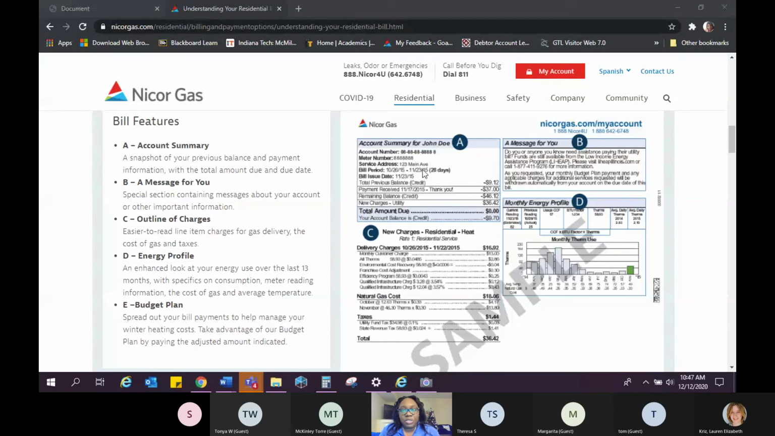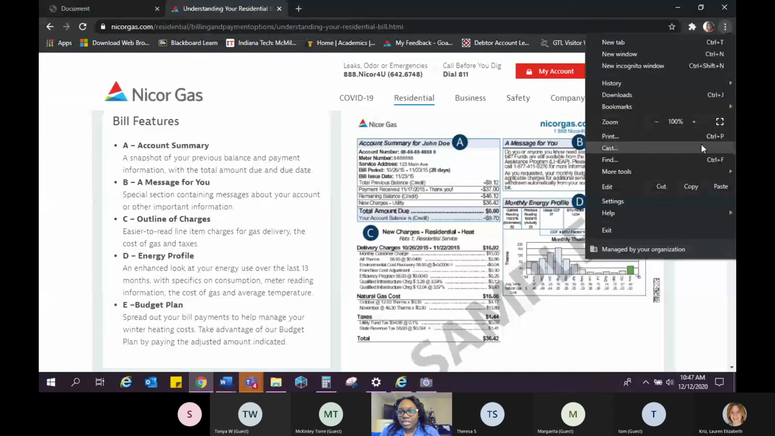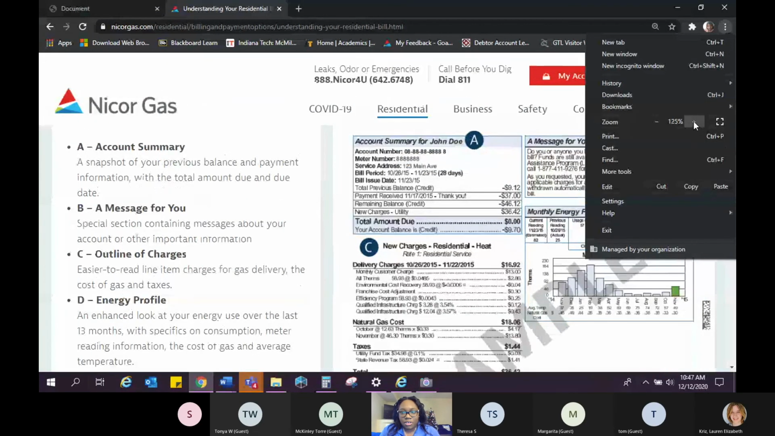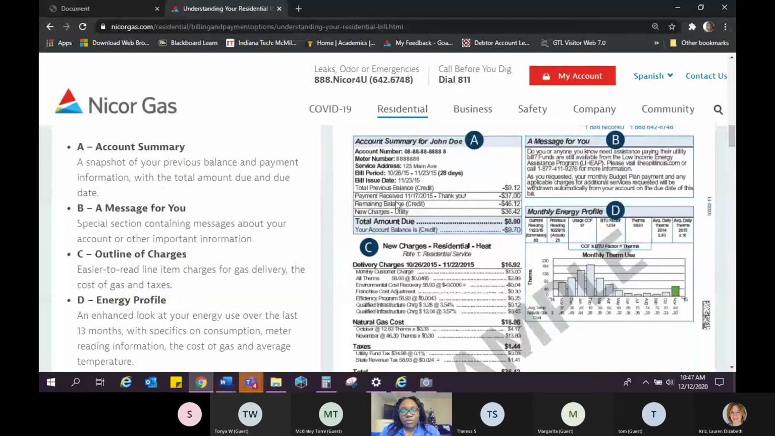For example, this one, hopefully you can see this. Let me make it a little bit bigger. I hope that's a little better. So, for instance, this bill shows that this customer is being charged between October 26th, it is an older one, 2015 to November 23rd, 2015. So they were charged for 28 days for this particular bill. Now, the day we sent the bill out is going to be the bill issue date. So this bill was sent out November 23rd, 2015.